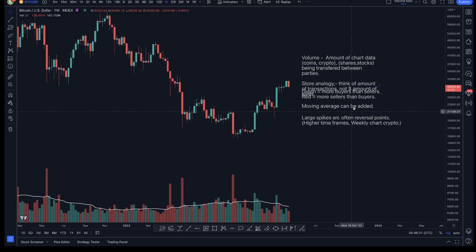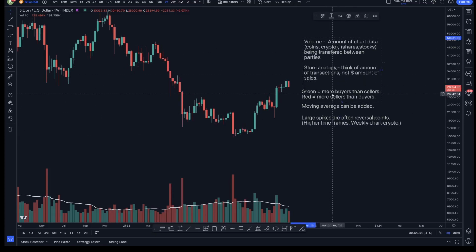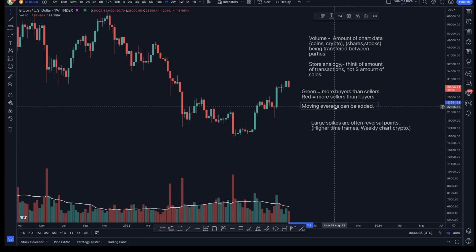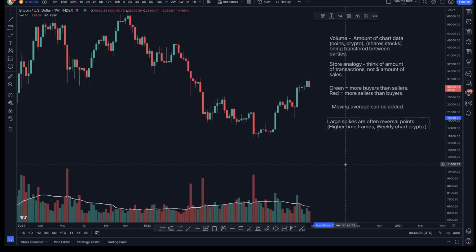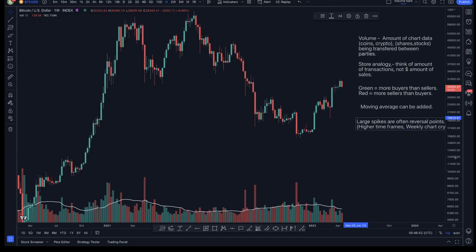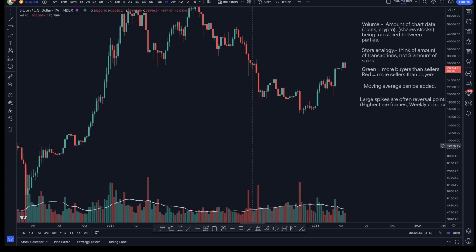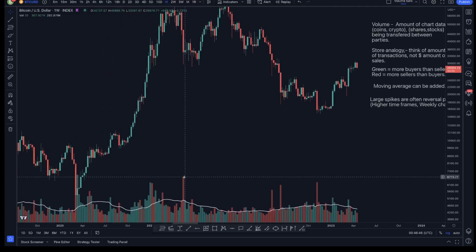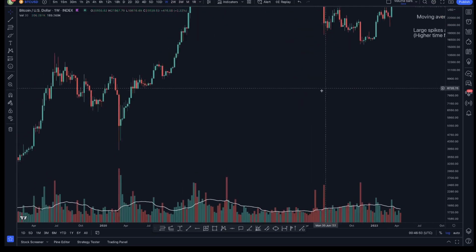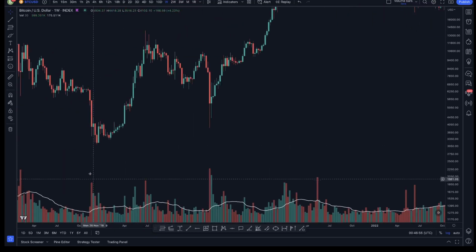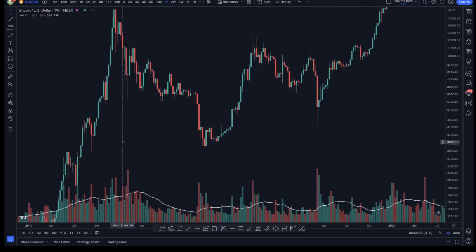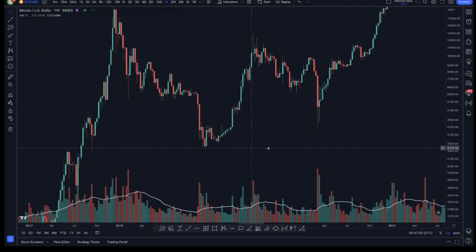So these large spikes can also be reversal points. Often, not always, but they can be major shifts in the market. You can see we got one here at a bottom, one here very close to a bottom, one here pretty much on the bottom, one here on the bottom, one here marked the top, one here marked the bottom, and you get the idea.